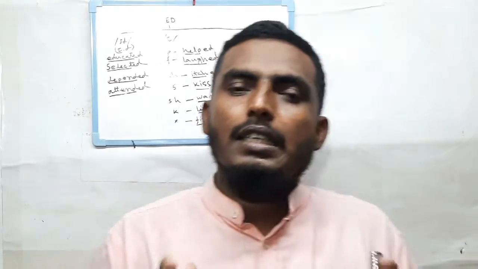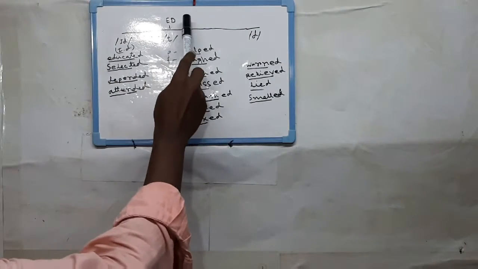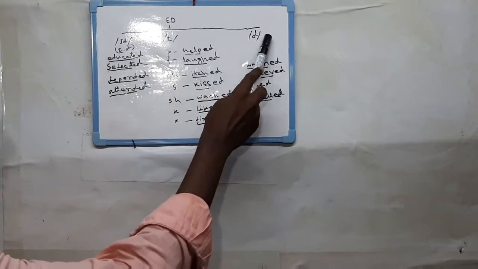So, the ed ending is pronounced in three different ways. Sometimes the ed ending is pronounced like id, sometimes ta, and sometimes da. It depends on how the root word ends, with which phoneme or which sound it ends. So, notice here, this is the ed ending, sometimes it is pronounced id, sometimes ta, and sometimes da.